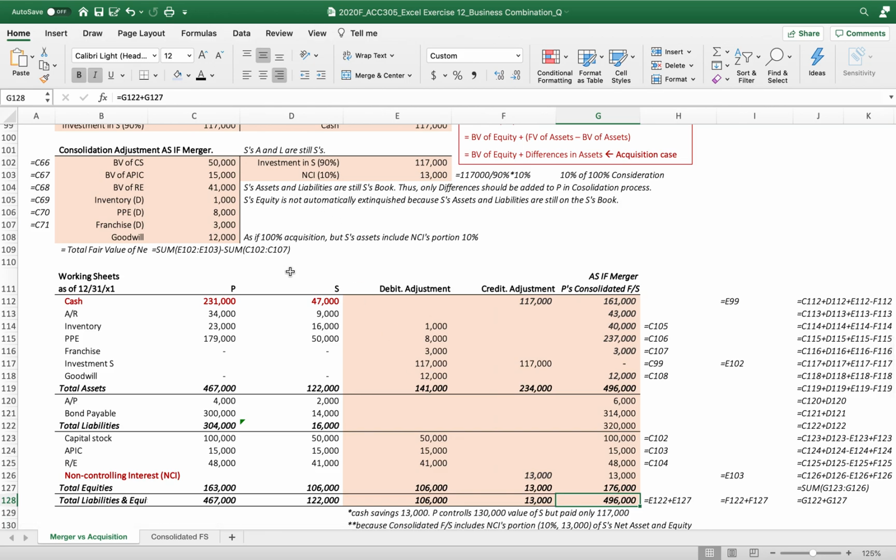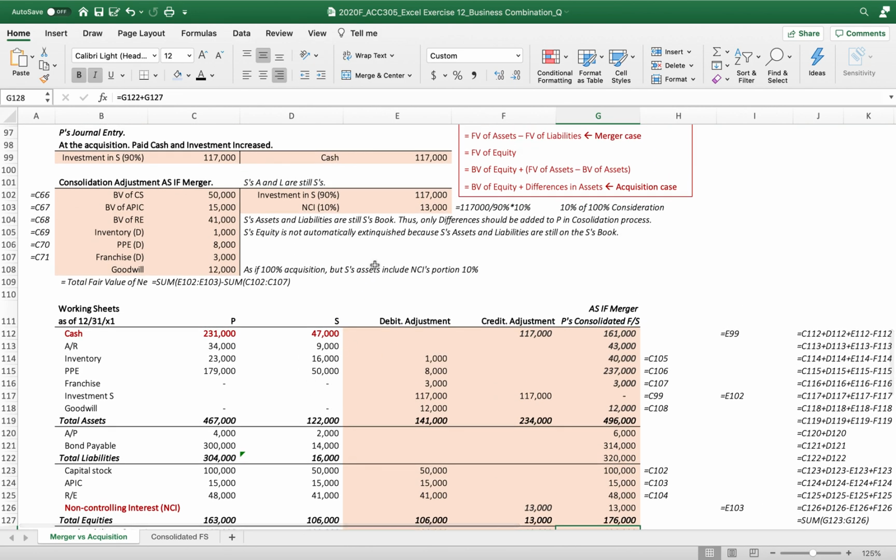So the point of this exercise is to identify what is the non-controlling interest, how much is the non-controlling interest, and where we put this non-controlling interest, because this 90% acquisition includes 100% of the asset and liability, but they spend only this 90% of consideration. That's why they have to include this 10% of non-controlling interest part in their equity section.